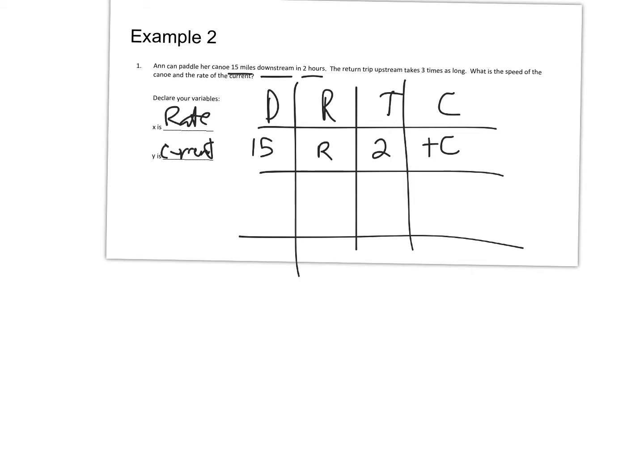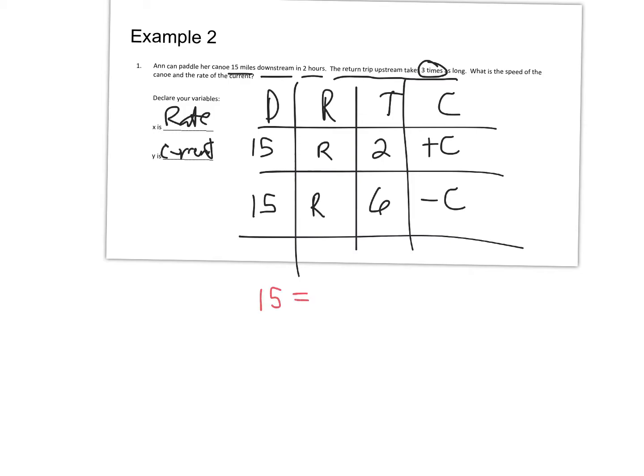Okay. Now, then we go to the other side. The return trip upstream takes 3 times as long. So we're going to go minus C because we're going upstream. Distance is going to be the same. We come all the way back, but 3 times the time. Well, 3 times 2 is going to be 6. So we have this. Okay. So now let's take these out.